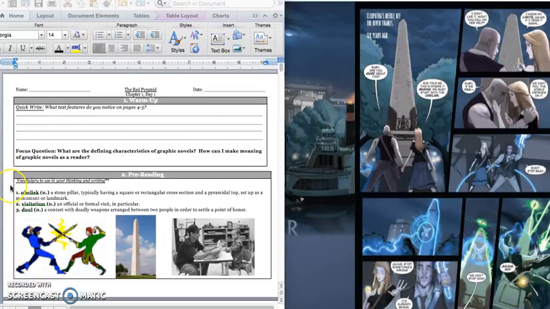The first word is obelisk, and that's a stone pillar that's the shape of a rectangle but has a pyramid at the top. And we know the Washington Monument is an example of an obelisk. The next one is visitation, and that is just a formal visit. So we have this formal visit between this dad and son.